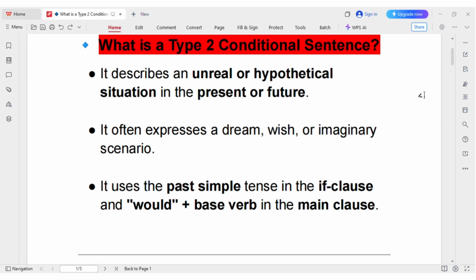Discuss about the type 2 conditional sentence. Now here you can see the type 2. First we will discuss what is the proper definition of type 2 conditional sentence. As you know, there are three types of conditional sentences: conditional type 1, conditional type 2 and conditional type 3. Here we are going to discuss about the conditional type 2 sentences.